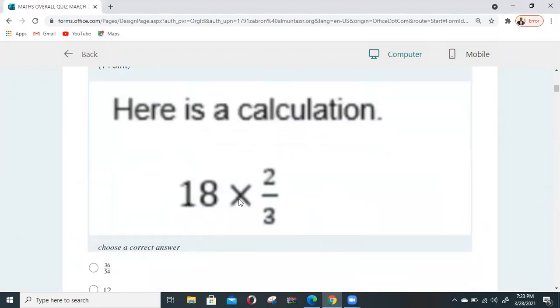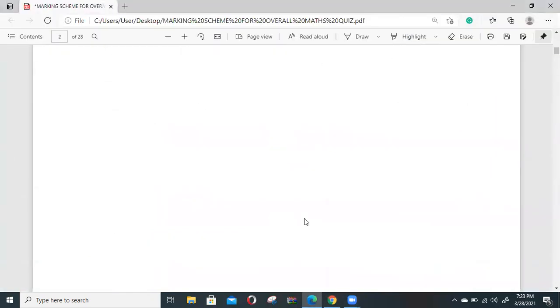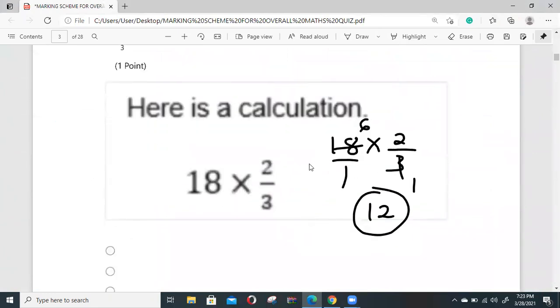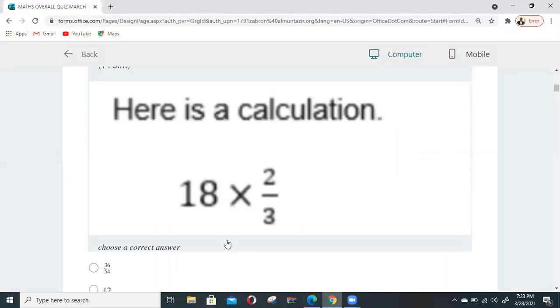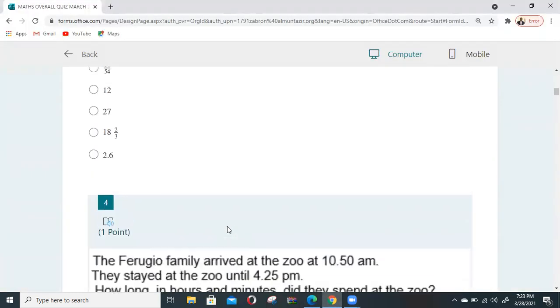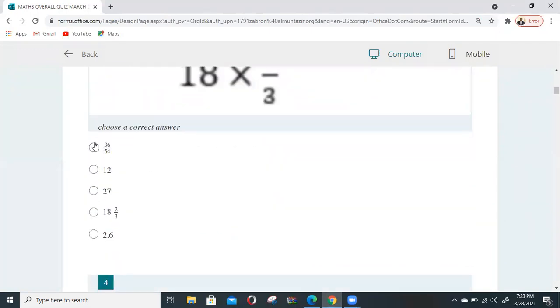Here's a calculation, 18 times 2 over 3. I did this calculation over here. You can see my working, 18 times 2 over 3, and I got the answer is 12. So go ahead choosing the correct answer is 12. And there we go. Do we have 12 in here? Choose the correct answer. The answer is 12.